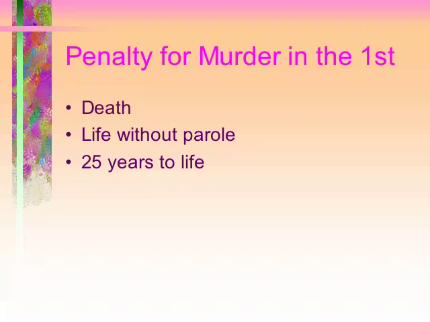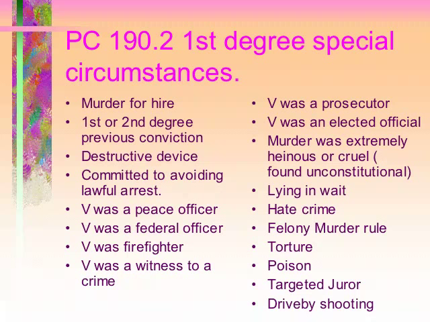Penalty for first-degree murder is death or life without parole or 25 years to life. Under PC 190.2 first-degree special circumstances, this is where, when we say special circumstances, we're talking about a capital crime where the perpetrator could be put to death.